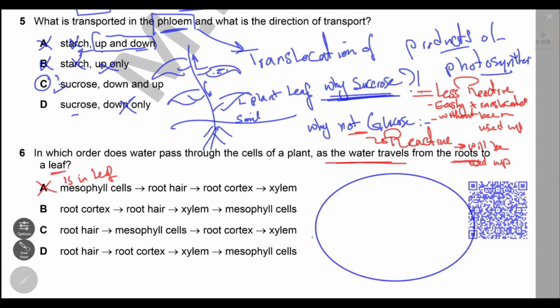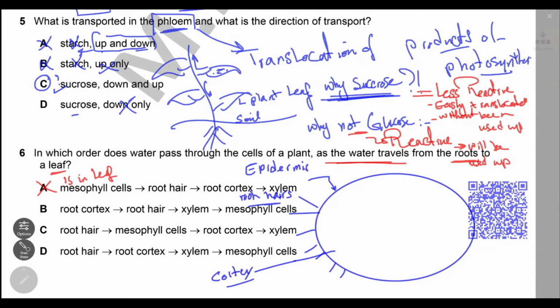So here, this is the epidermis, surely. The epidermis layer has some extensions. Those are root hairs. So after this, the second layer is the cortex. This is the second layer, the cortex.